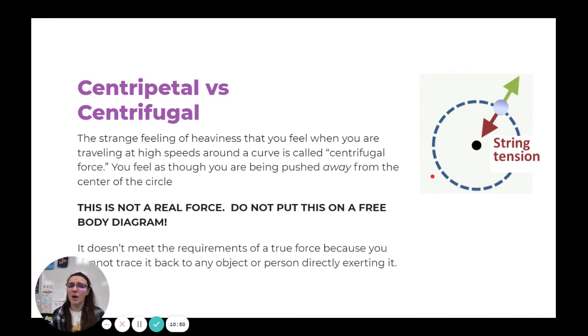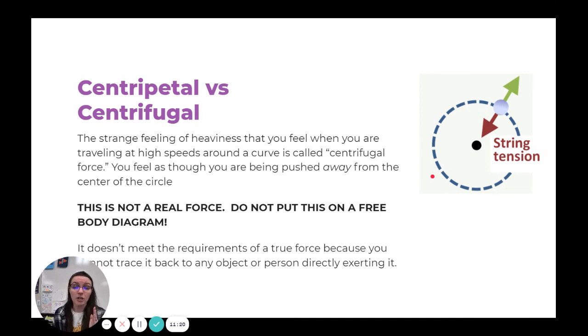So whether it's water staying in a bucket or that strange feeling in your gut of being heavy when you are moving around a curve quickly, some people will refer to that as the centrifugal force, where it feels like you are being pushed away from the center of the circle. This is not a real force. You would never put this on a free body diagram. It is not a true force because we cannot trace it back to something that is exerting it.